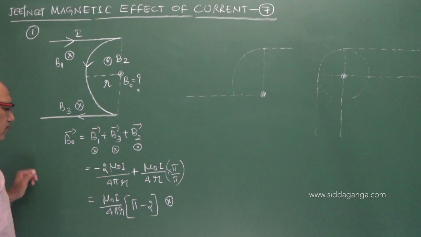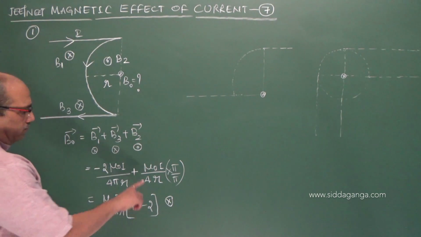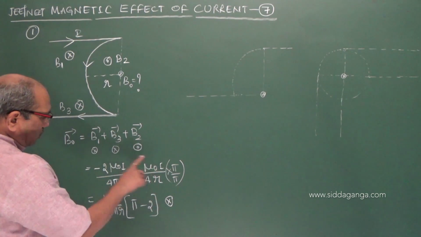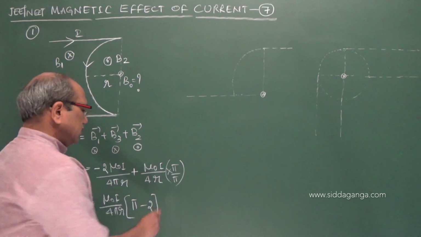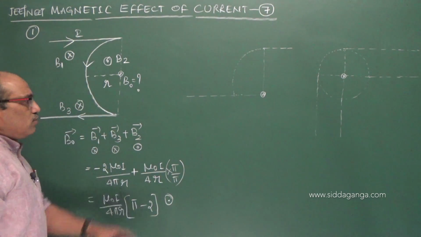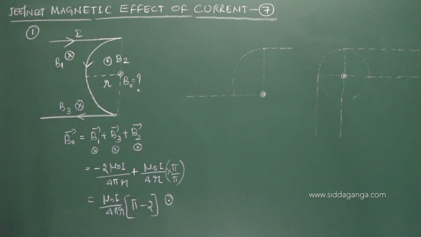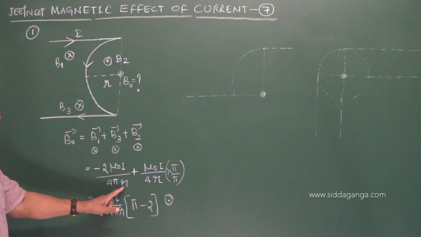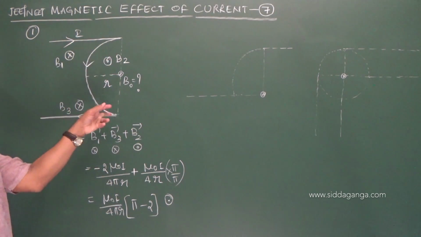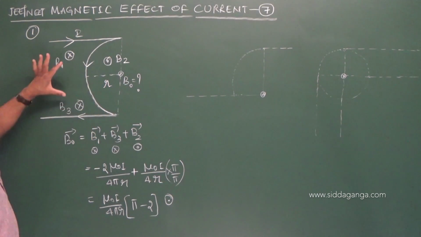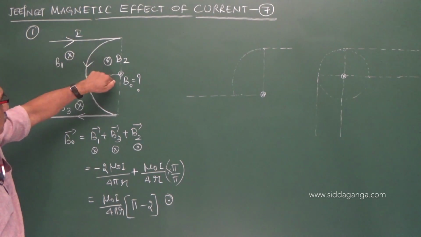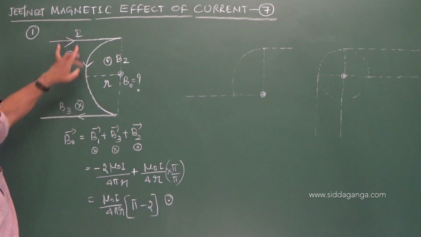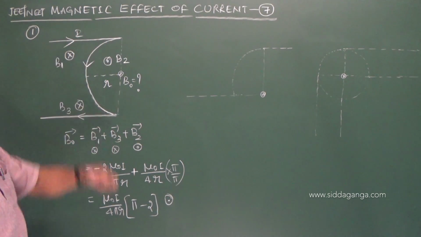So that is one. We got here mu naught I by 4 R, pi minus 2, and finally the answer comes out to be out of the board. I think you followed: the half wire, both fields added at this point, 2 mu naught I by 4 pi R, and the half circle carrying current anti-clockwise. These two fields are into the board, whereas the half circle field is out of the board.